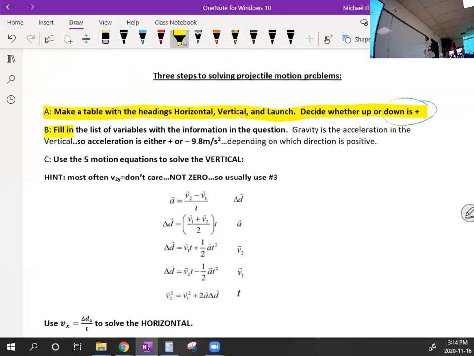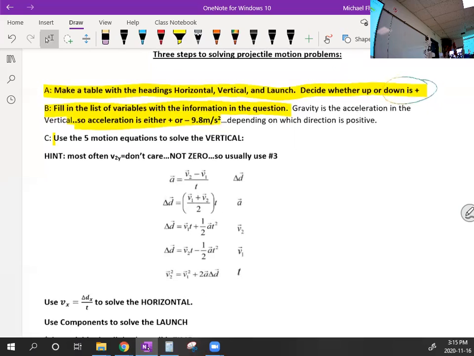Next, you populate the variables with the list of information that's given in the question. So your literacy has to be good here. You have to read the question and discern what information they're giving you. Now, what they don't have to give you is the acceleration due to gravity being 9.8 meters per second squared. They don't have to tell you that because you know that's what it is here on Earth, okay?